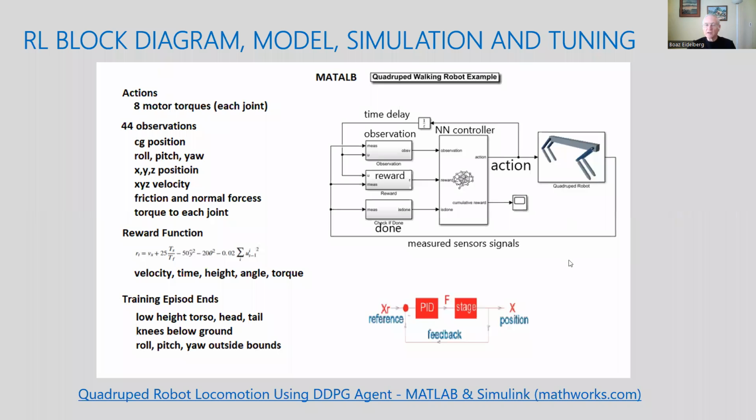The subject of our lecture is futuristic reinforcement learning system blocks. What we see over here is an example taken from MATLAB, one of the best ways to get started learning reinforcement learning motion control. What is shown here is a block diagram of the Cadbrook walking robot example. We see the robot over here, very similar to what Boston Dynamics is building.